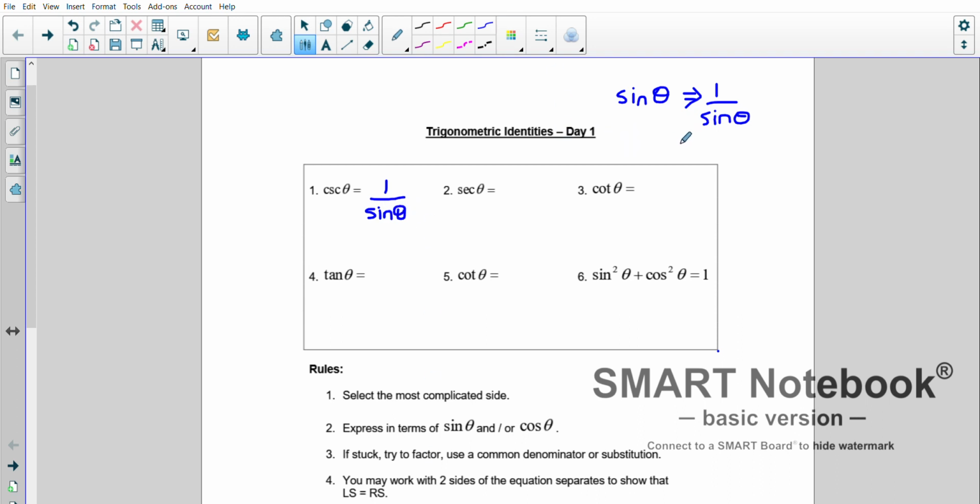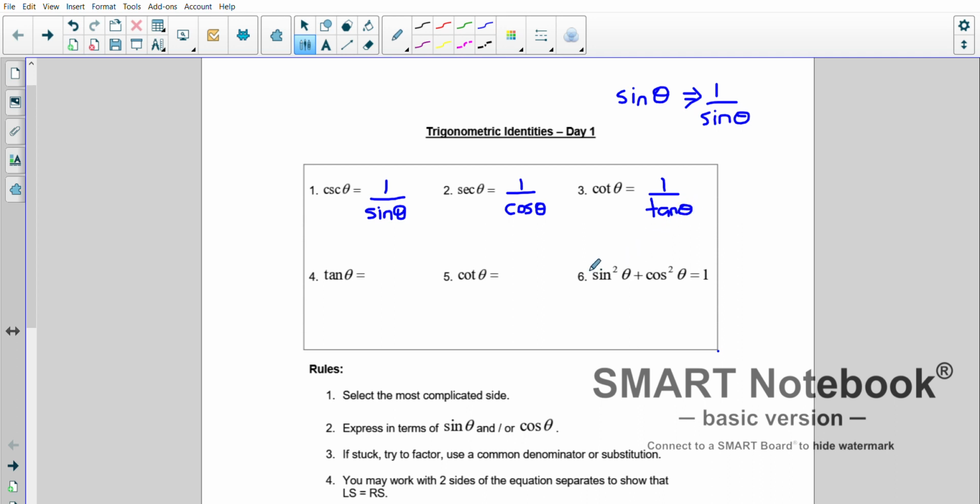Likewise, if I take cos theta and take the reciprocal, that has a special name too, called secant. And the reciprocal of the tan function, 1 over tan theta, where theta is just an angle, is cotangent.